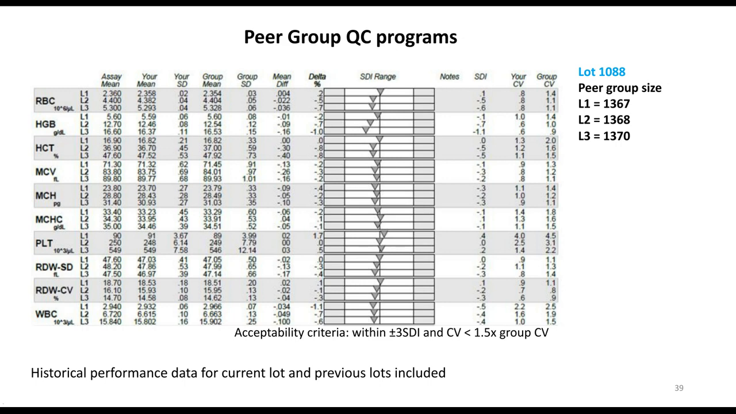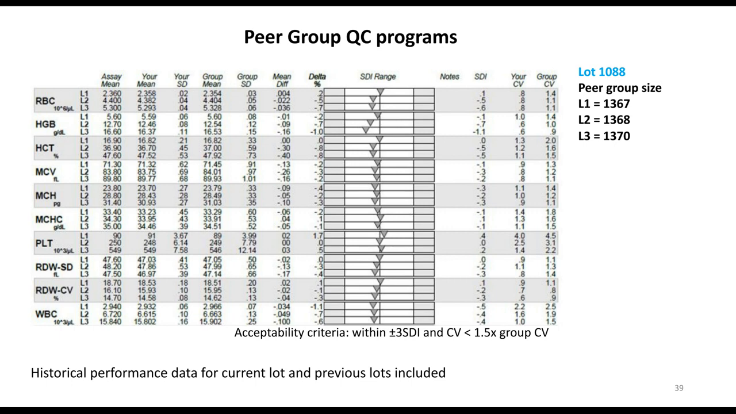Another great tool that can be used to prevent clinically significant errors is peer group QC programs. These are offered by numerous manufacturers of measuring systems and also by manufacturers of QC products. For most peer group QC programs, users submit daily QC results to the program, and the program will provide a comparison of the lab's QC results to the peer group.